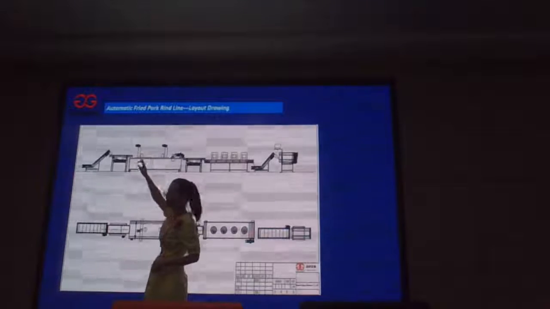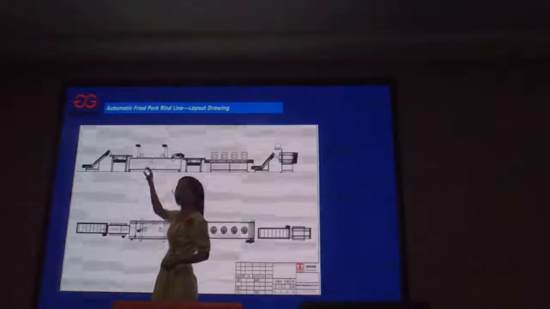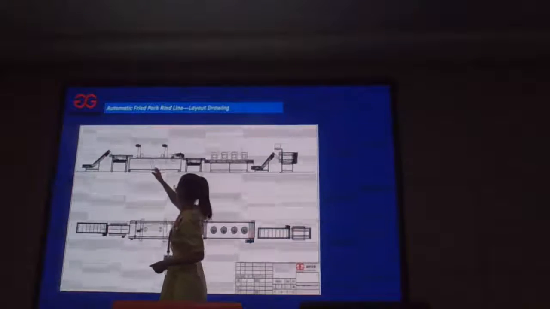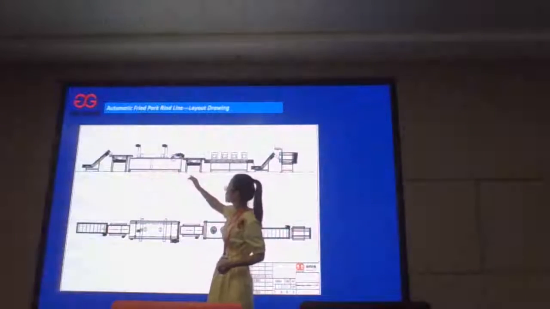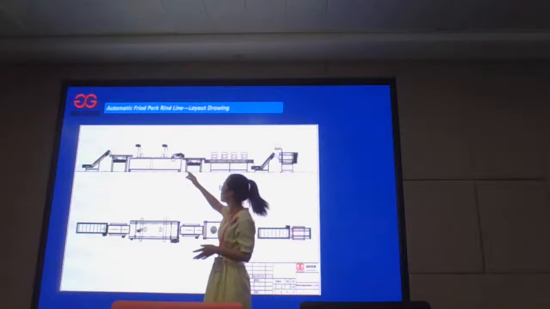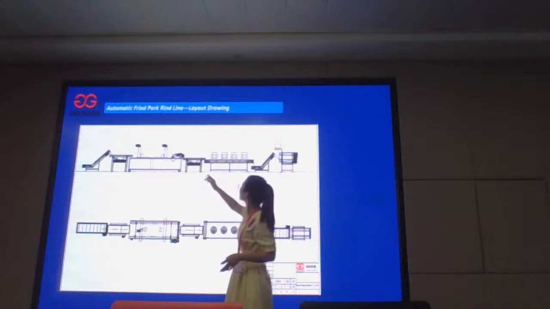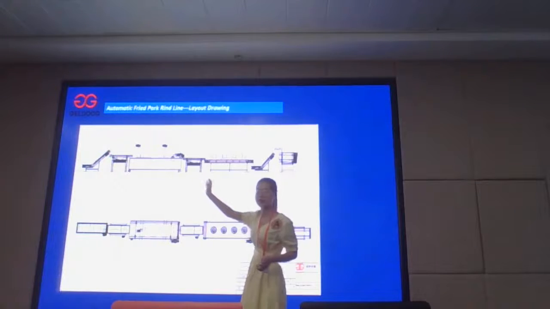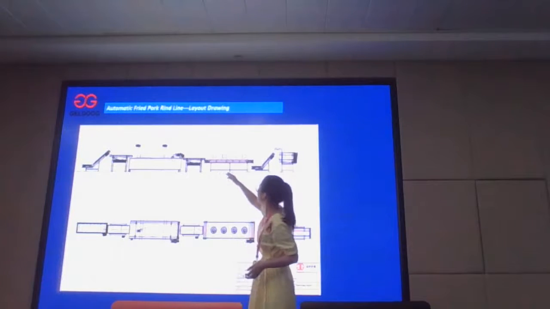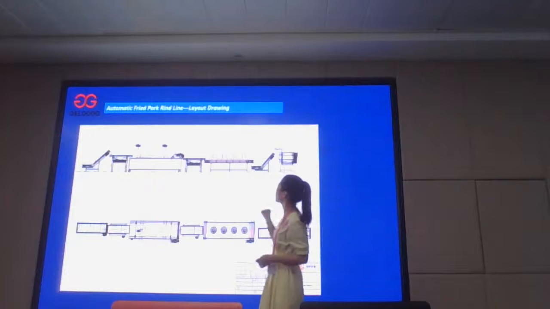The material will go from this inlet to the outlet. There is a conveyor in the frying machine to deliver it. Then after the frying machine it will go to the oil machine. After the oil machine it will go to the air frying machine, as I just introduced. After the air frying machine it will go to the conveyor.